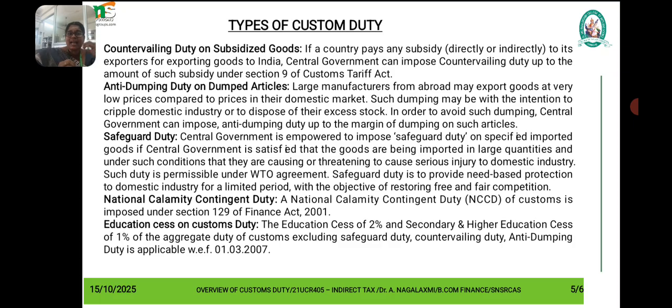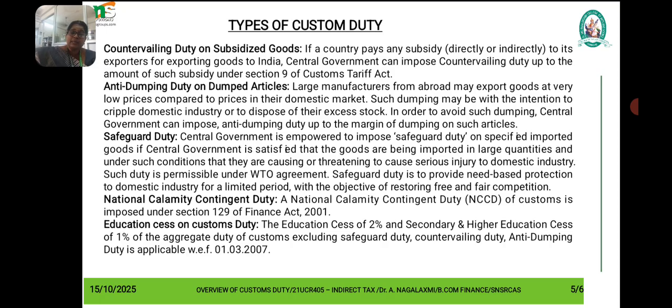Or they may do it to dispose of their excess stock. For example, they don't have demand for the product in their country, but they made the production, and it has to be sold out. So for that purpose, they export those goods to India. In order to avoid such dumping, the central government can impose anti-dumping duty up to the margin of dumping on such articles.